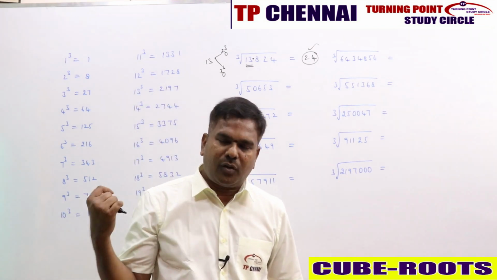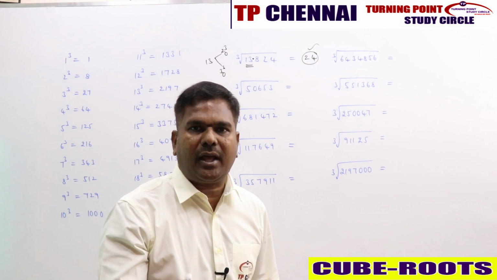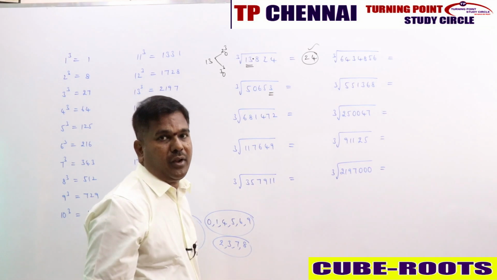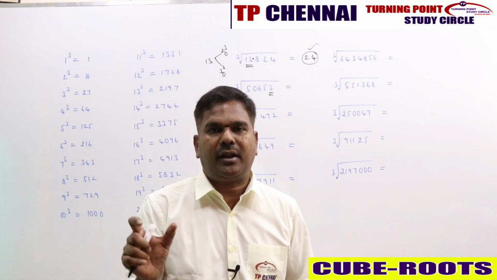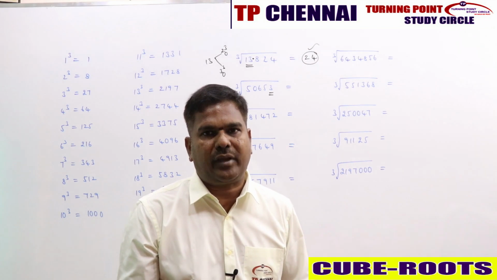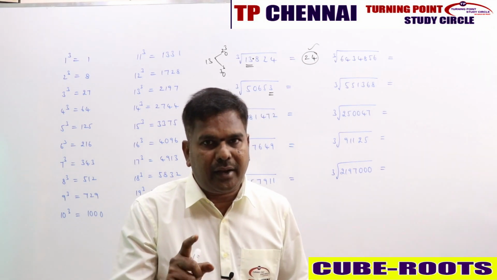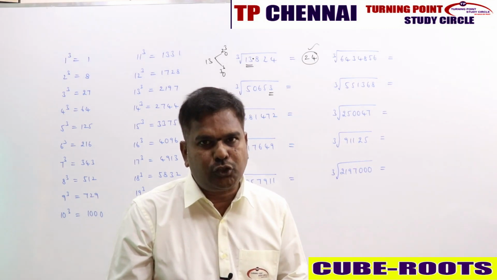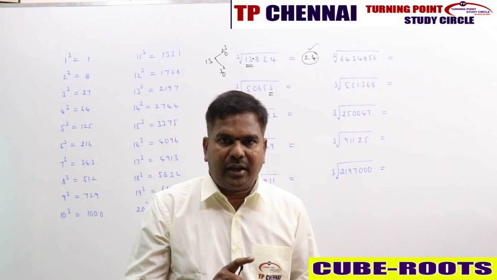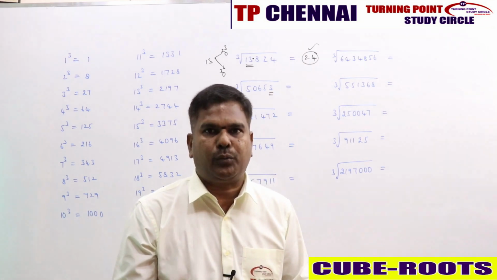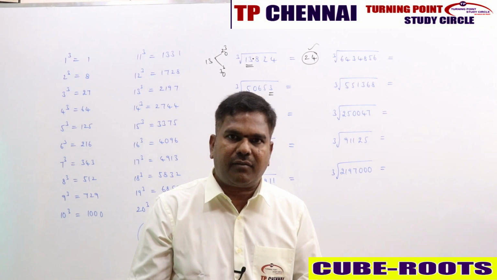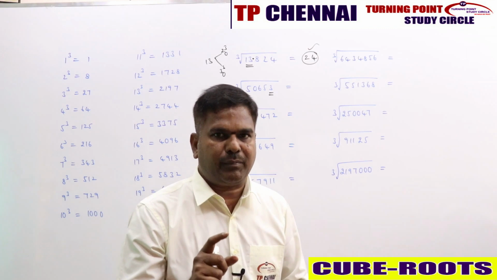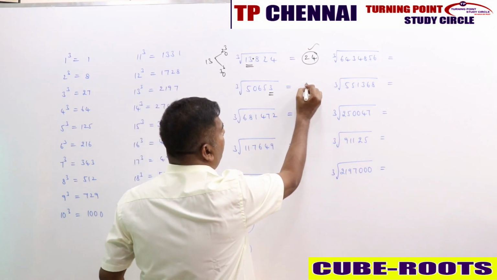Compared with square roots, cube roots are very easy. See the next one, ending with a 3. You must be careful. You must remember in cubes, whenever numbers are ending with 0, 1, 4, 5, 6, 9, the cube root also will be ending with 0, 1, 4, 5, 6, 9 respectively. But whenever a number is ending with 2, the cube root will be ending with 8. Whenever a number is ending with 8, the cube root will be ending with 2. Likewise, ending with 7, the cube root ends with 3, and ending with 3, the cube root ends with 7.